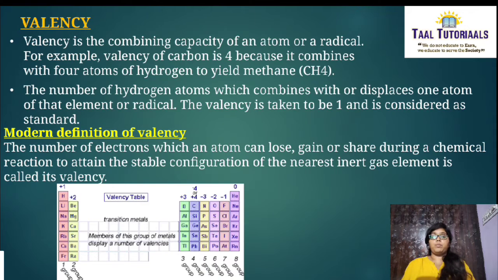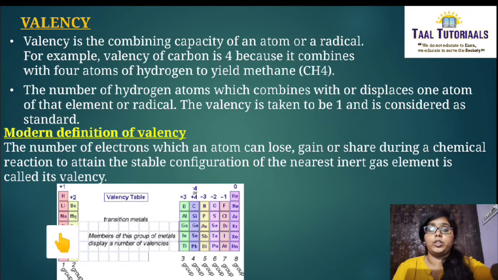Okay. Next, the modern definition of valency. What is the modern definition of valency? The number of electrons which an atom can lose, or gain, or share. Three things can happen. Either it can lose to attain stability, or it can gain, or it can share. So by these 3 processes, it has the capacity of attaining stability. To attain the stable electronic configuration of the nearest inert gas is known as valency. This is the modern definition of valency.